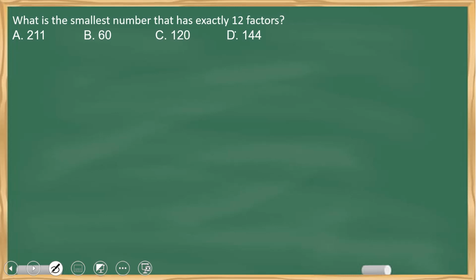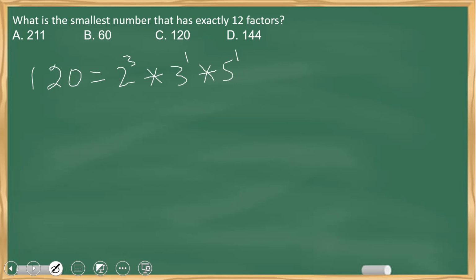Next, what is the smallest number that has exactly 12 factors? Again the same concept. 12 can be split as 4 into 3, or 2 into 5. So this is the way you can do, or else why do we need to extend this problem? We'll make it very simple. 120 can be written as 2 cube into 3 power 1 into 5 power 1. Do you understand the point here?